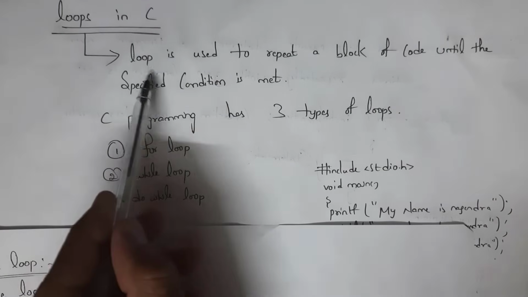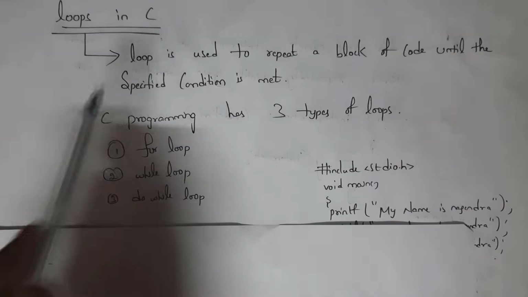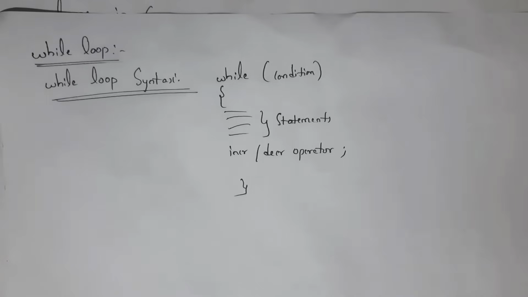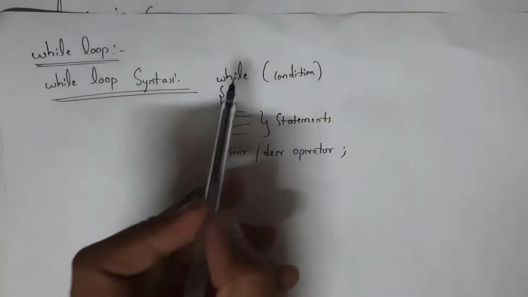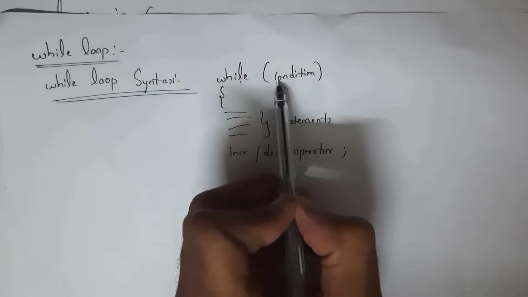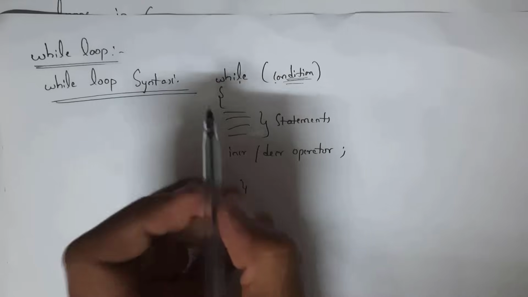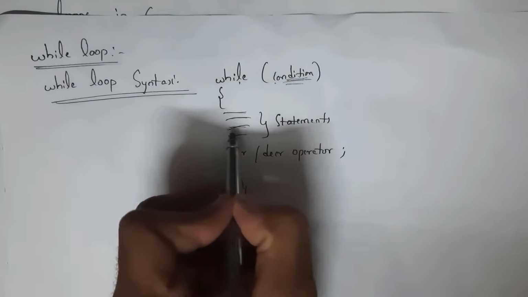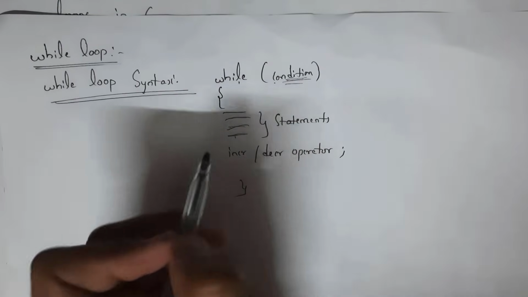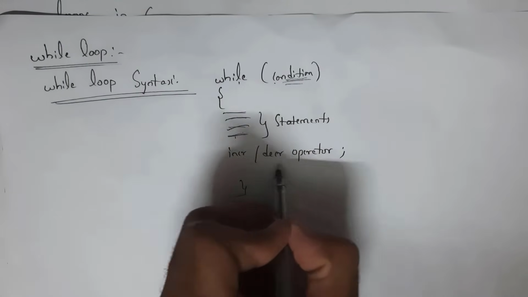Guys, this definition is the same for all these three loops. So you can write this definition for the while loop. This is the syntax for the while loop. At first you need to write while and inside brackets you need to give the condition. Until this condition is satisfied, whatever statements are present inside this while loop will be executed. Guys, definitely you need to give here the increment and decrement operator.